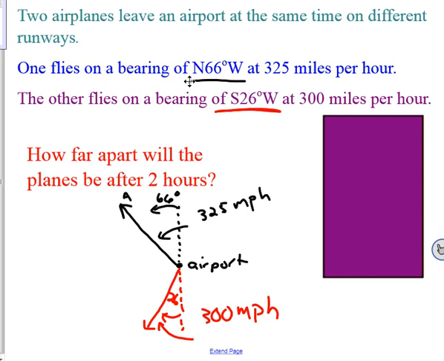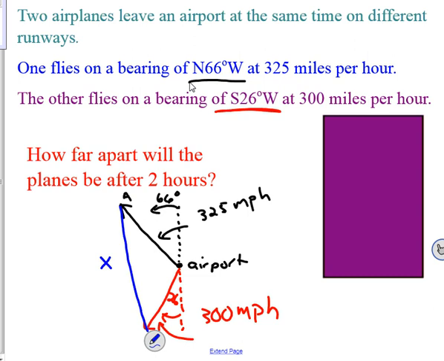But that is not all the information they gave me. Well, they actually didn't give me much more. They just gave me the question. How far apart will the planes be after 2 hours? So right now, I have a couple of angles and a couple of speeds, but I don't really have the lengths of my triangle. And what I do know is that I want this distance apart. That's the thing that I'm looking for.